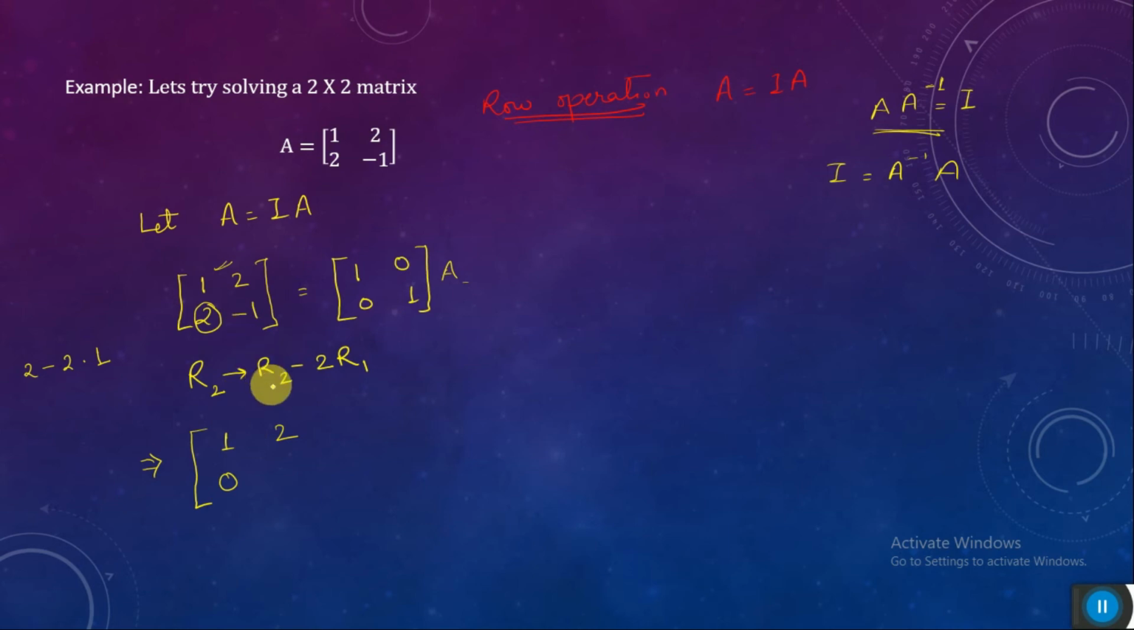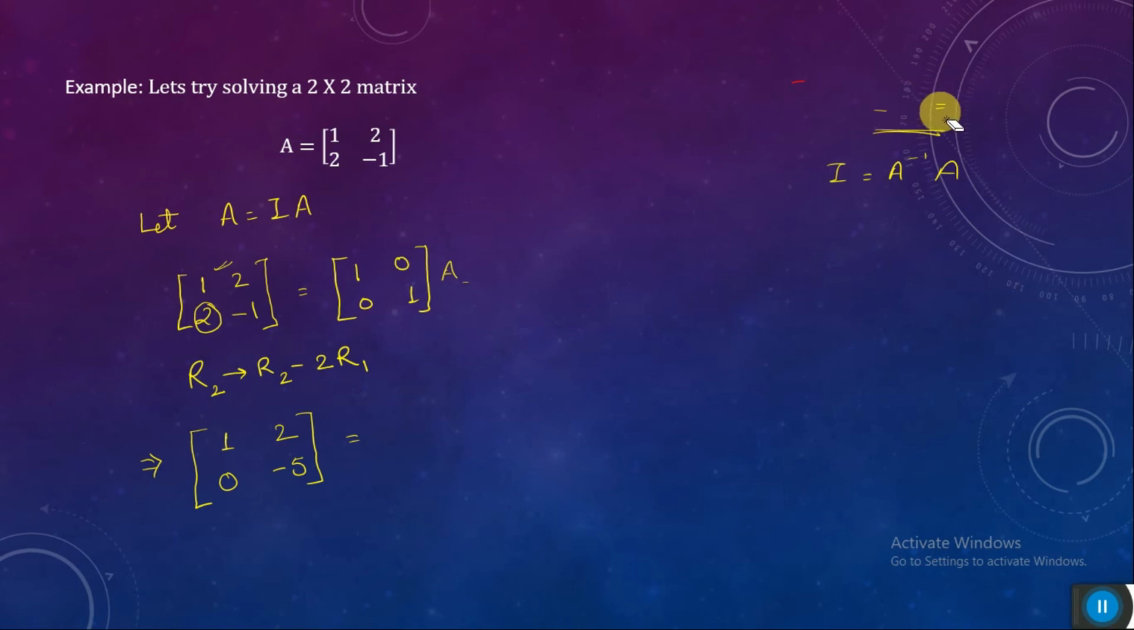Now look at this term and this operation. So row 2 is minus 1 minus 2 times row 1, which is 2. So this is minus 1 minus 4. So this is minus 5. Clear? So whatever operation you applied on the left hand side should be applied on the right hand side.